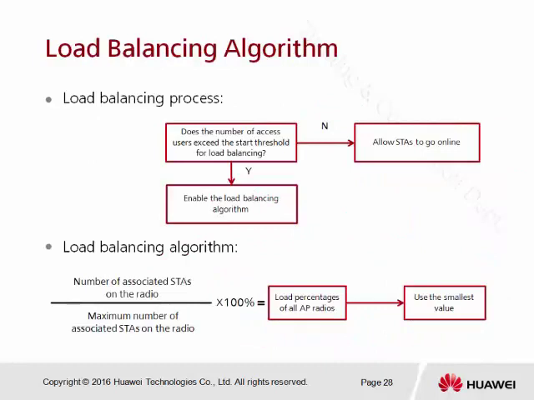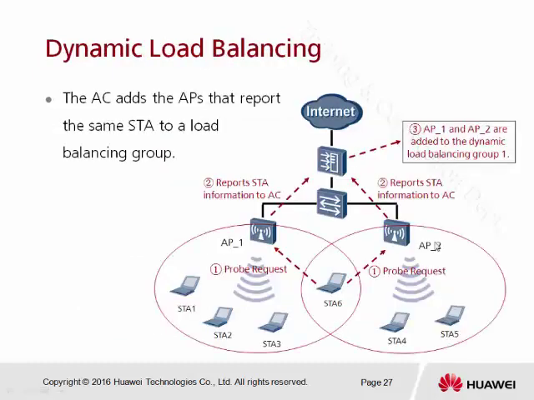Does the number of access users exceed the start threshold for load balance or not? If no, then the PC can go online straight away. If yes, then they're going to start to do the load balancing here. It depends on what kind of load balancing algorithm they use. Here they use the number of associated STAs on the radio. Right now my AP number 1, just to give an example, I'm just using the example over here.